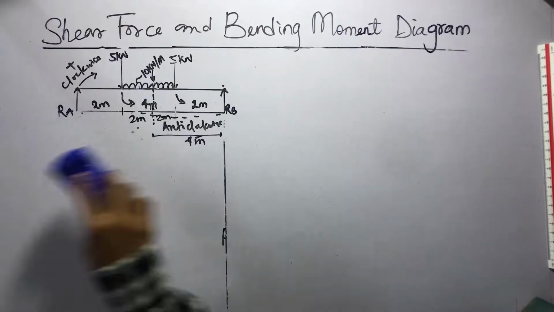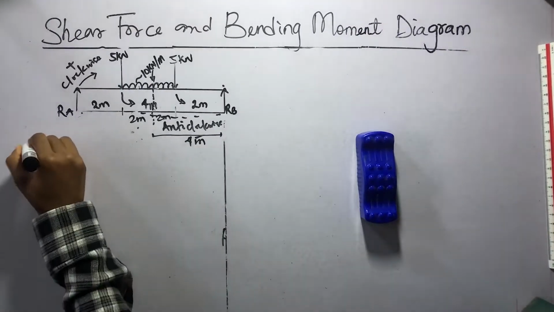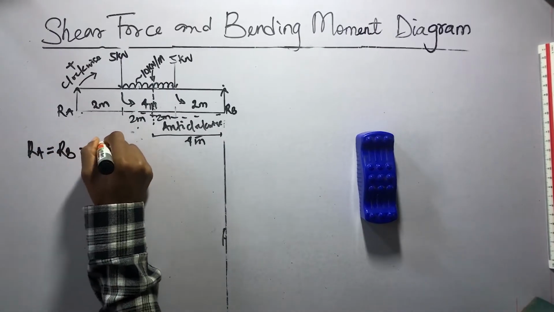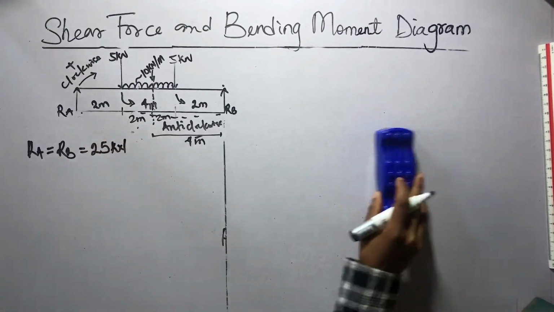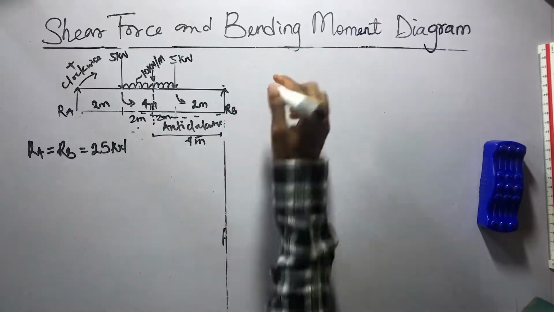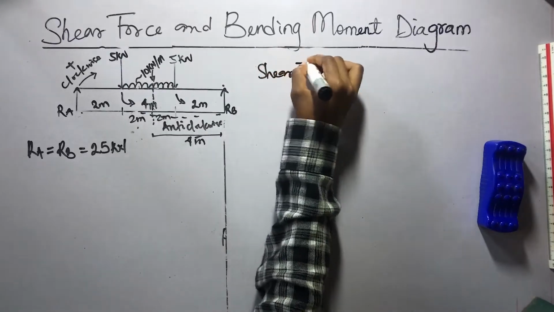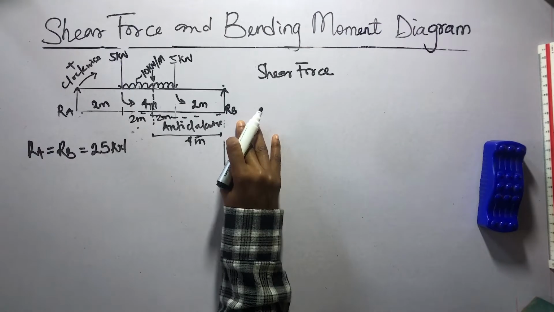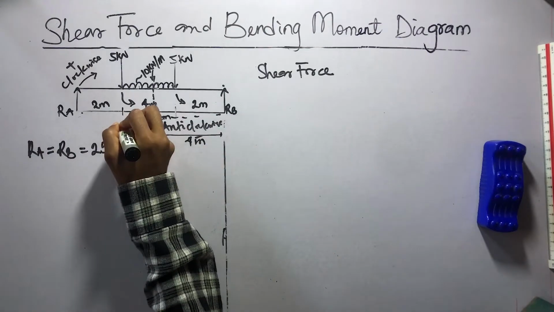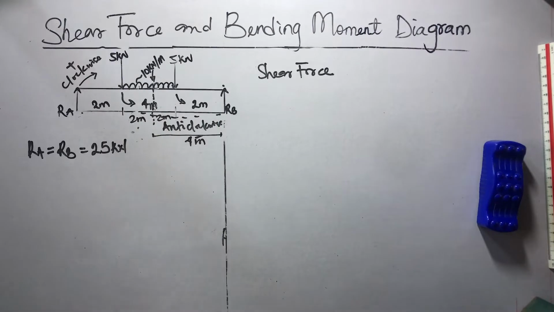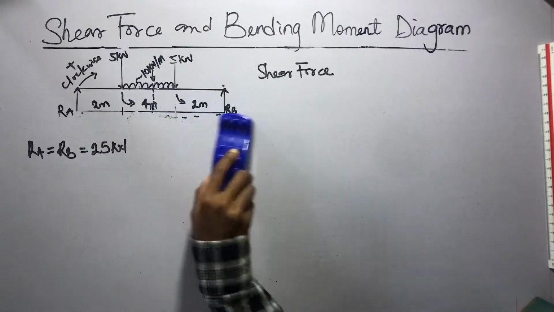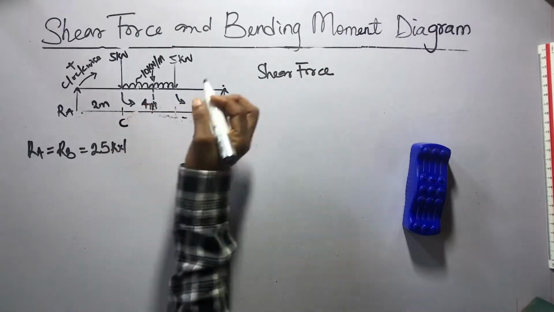I just write down the values for RA and RB so we don't forget, which is 25 kilonewton. Now calculating the shear force. The first thing we need to do is to label the spans. We already have point A and point B. Now we need to label C and D. So I'm going to write down here C, and here at this point we have D.